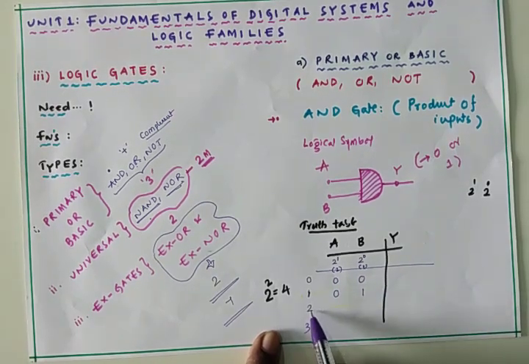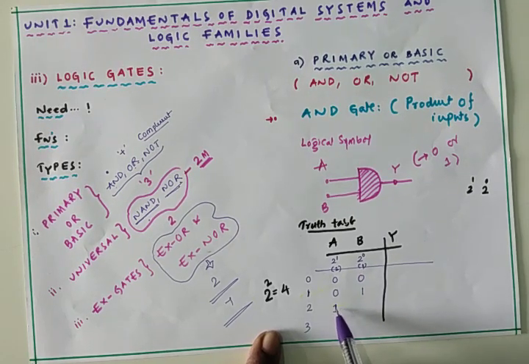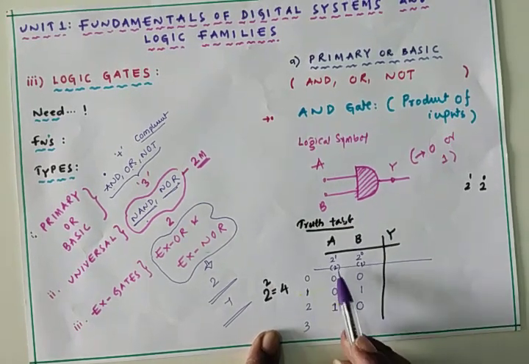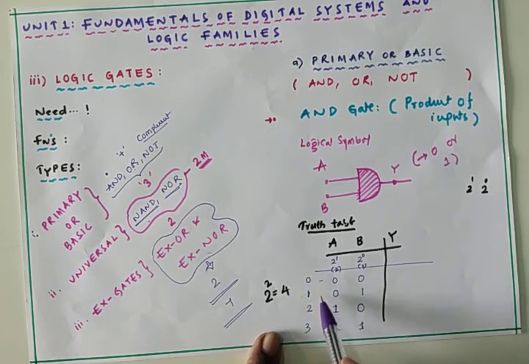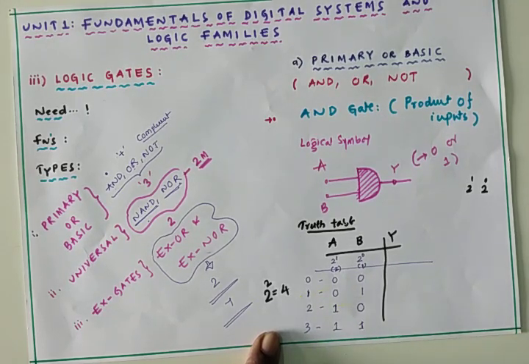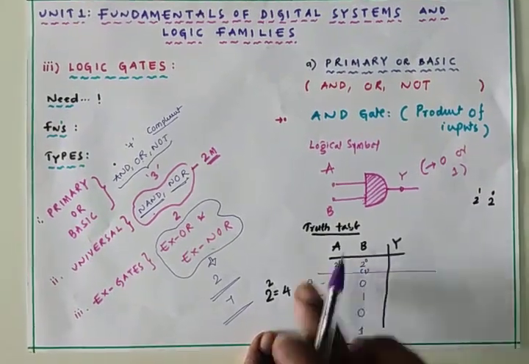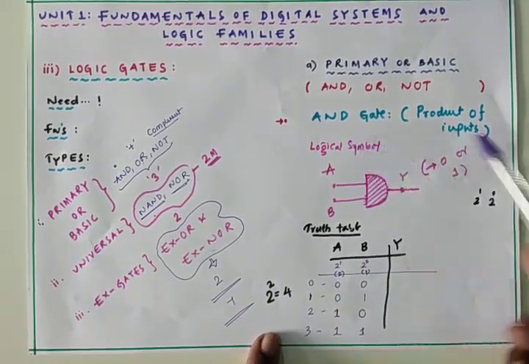Then I am going with 2. 2 means here the 2 place is 1 and the 1 place is 0, so it is activating the 2 and the other is 0. The last one, I require 3. 3 means this is 1 and this is also 1. The 4 combinations I got now. So what is the function of the AND gate?